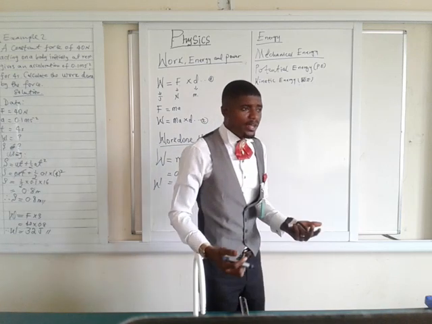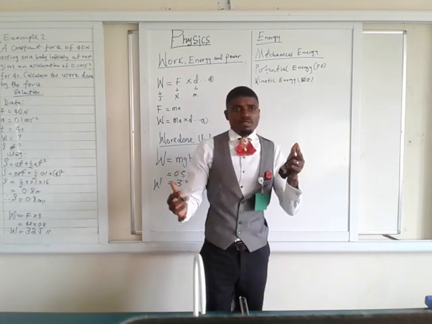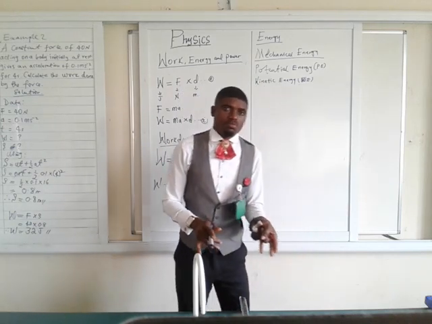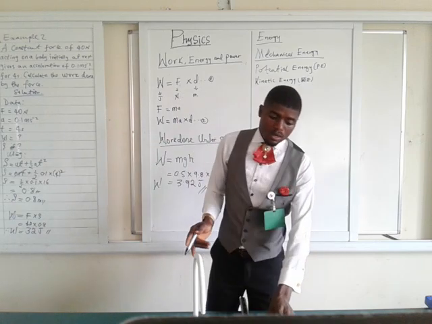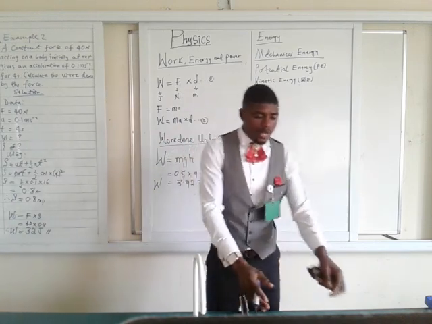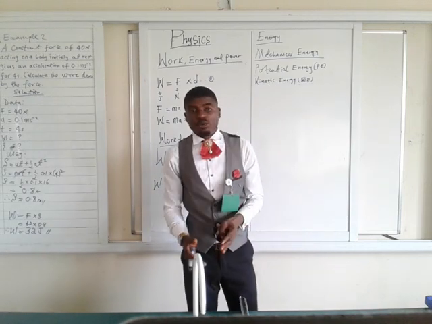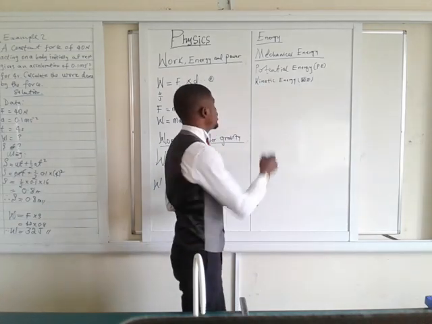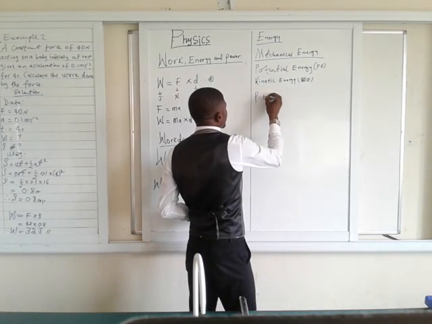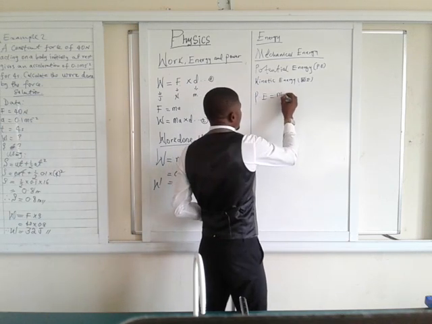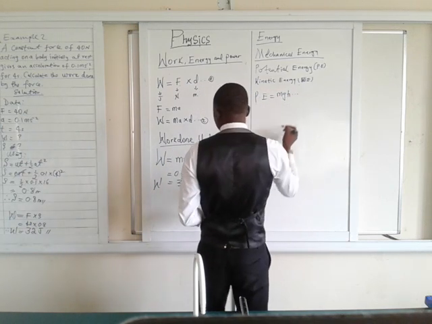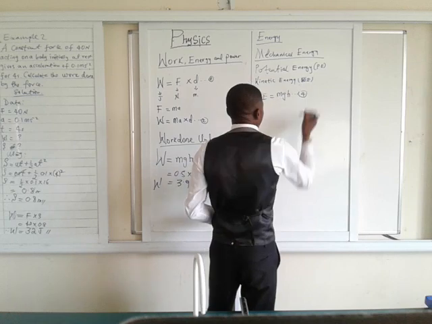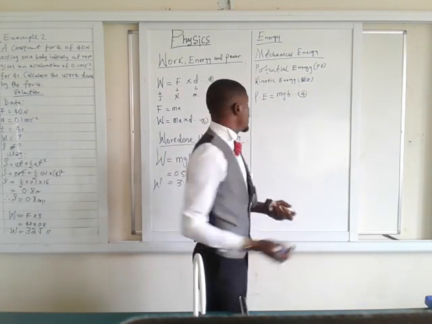Potential energy is defined as that form of energy that is possessed by a body by virtue of its position. Simple. Every item you see on the table here possesses an amount of potential energy with reference to the height above the ground level. Potential energy, PE, is defined mathematically as mgh. Let's call this equation number 4.